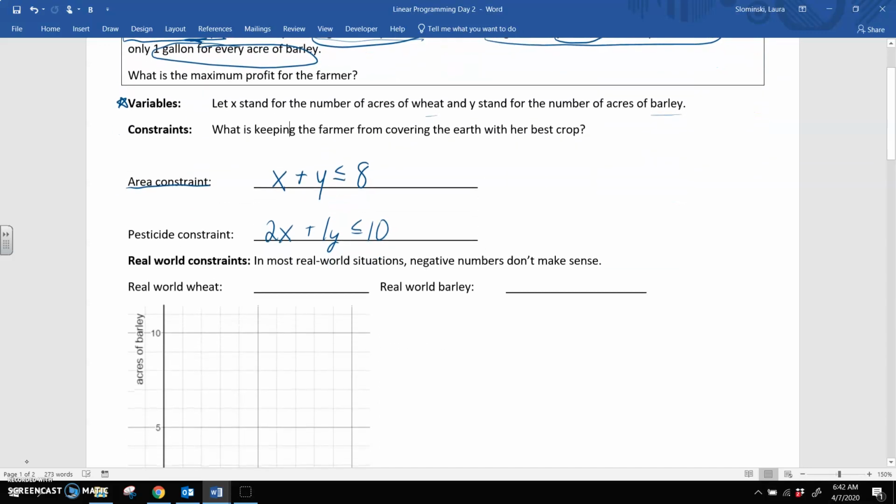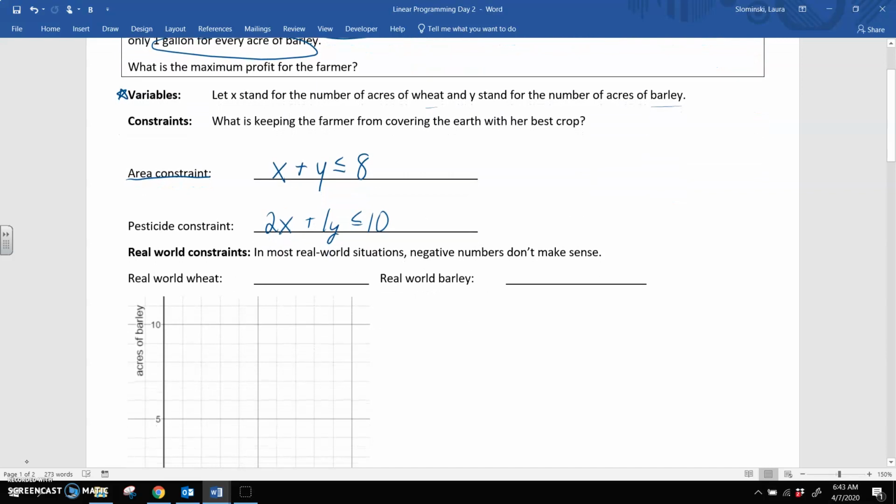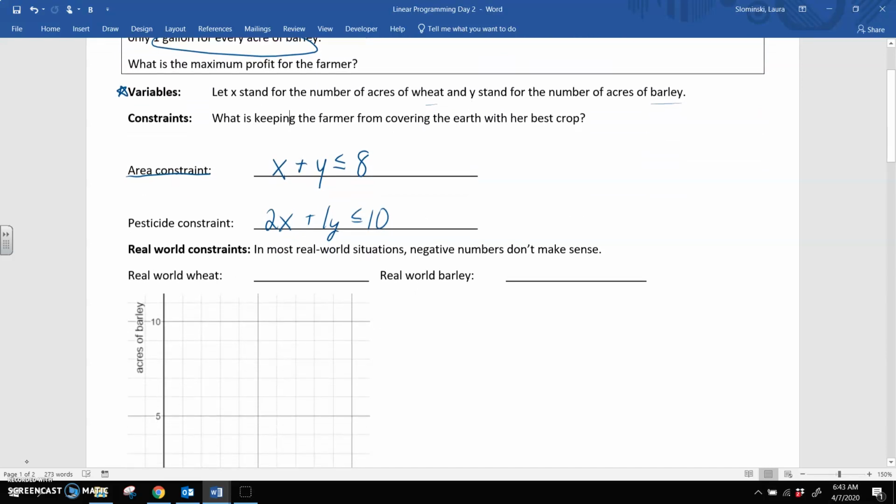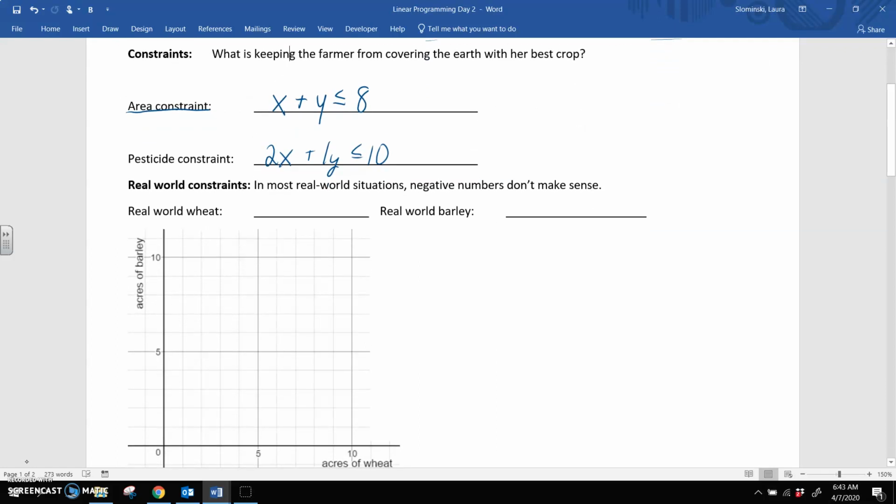Now, real-world constraints is something that won't come necessarily from the problem, but we just have to think about it. In most real-world situations, negative numbers don't make sense. So the amount of wheat we can actually plant can't be negative. So the wheat, which is x, has to be greater than or equal to 0. And the real-world barley, which is my y, is greater than or equal to 0.